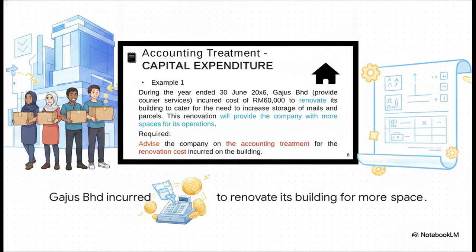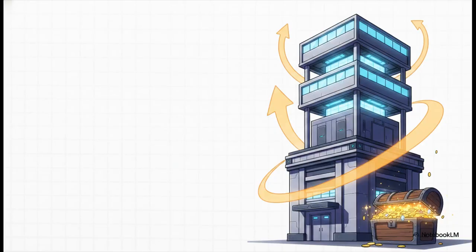This renovation will clearly provide the company with much more space for its daily operations. Now, the classic exam question will ask you, advise the company on the accounting treatment for this exact renovation cost. So the crucial point here is figuring out what this 60,000 ringgit actually did. Did it just keep the building from crumbling down? No way! It provided brand new storage space, completely increasing the future economic benefits beyond the building's originally assessed standard of performance. Therefore, this 60,000 is regarded as a capital expenditure. It absolutely must be capitalized as part of the cost of the building in the statement of financial position.